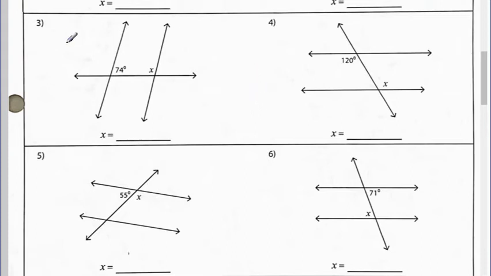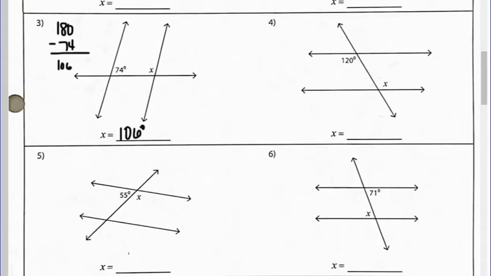own. So number 3, these are on the same side of this line. They're not on opposite sides, so these are same side interior, which means they equal 180 degrees. I already have 74 of that 180, so I'm going to subtract 180 minus 74, and I'm going to get 106 degrees. That's this missing angle right here. X is 106 degrees.